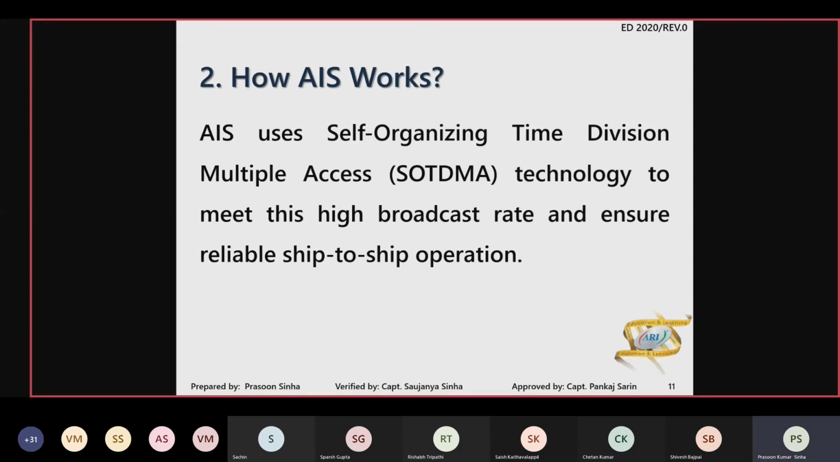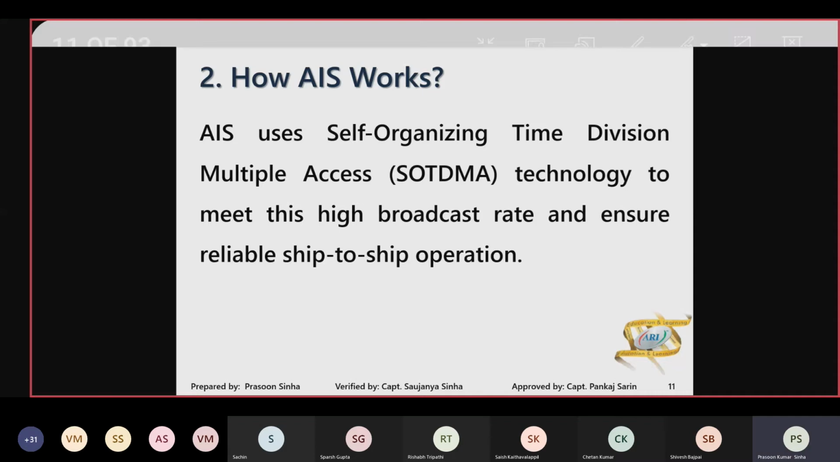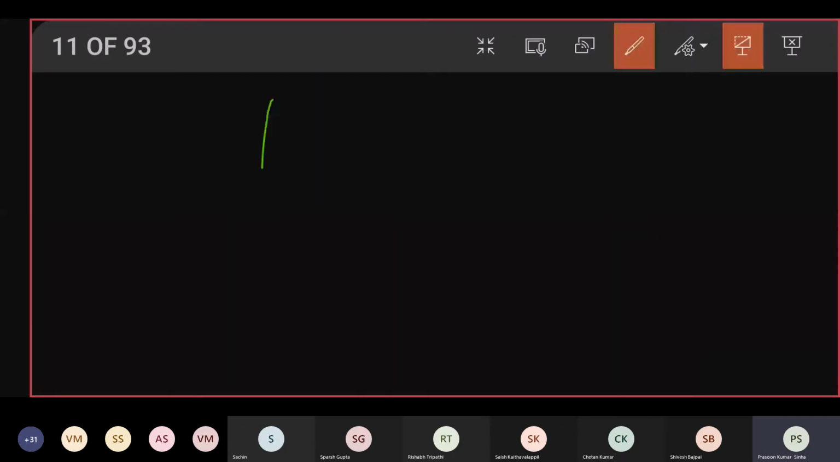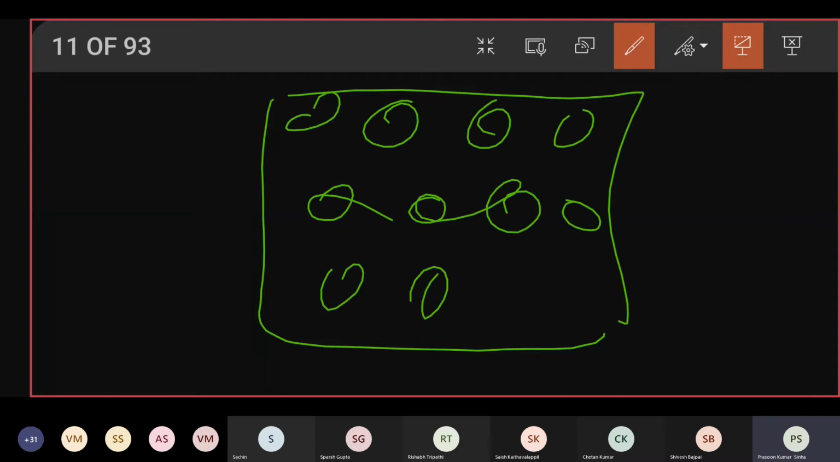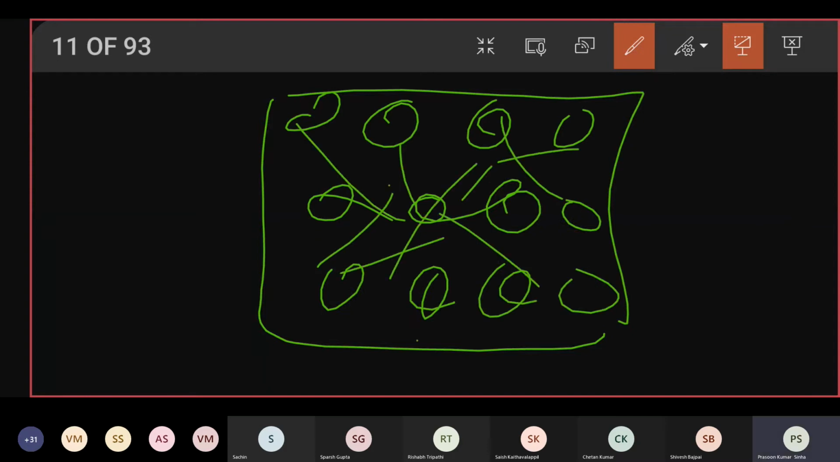Now, how this communication becomes possible? How are the AIS devices talking to each other? What I feel, if in a classroom, there are so many people sitting, and if they all start talking to each other, so there will be chaos. किसी को किसी की बात सुनाई नहीं पड़ेगी, सब जंबल हो जाएगा. हो गया या नहीं? यस सर, हो जाएगा.